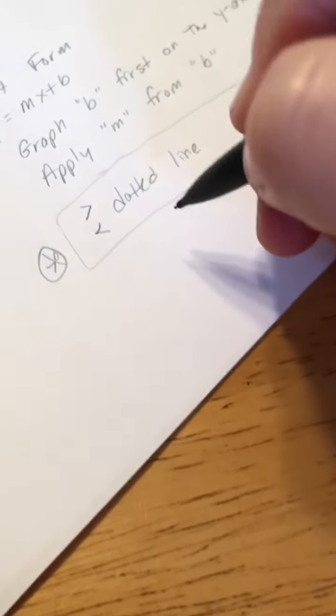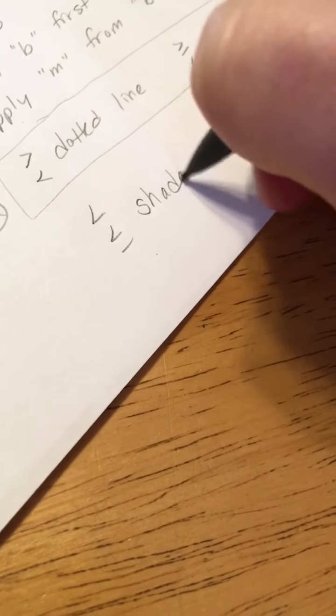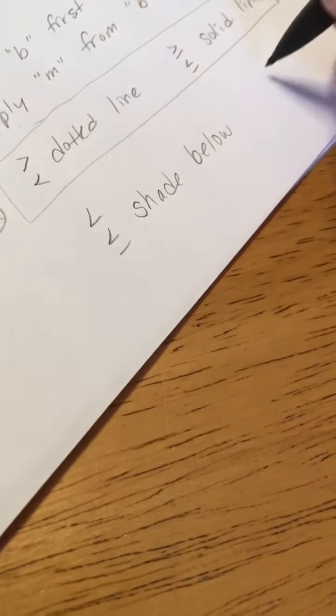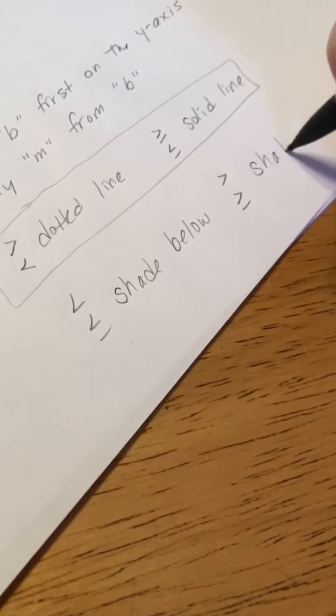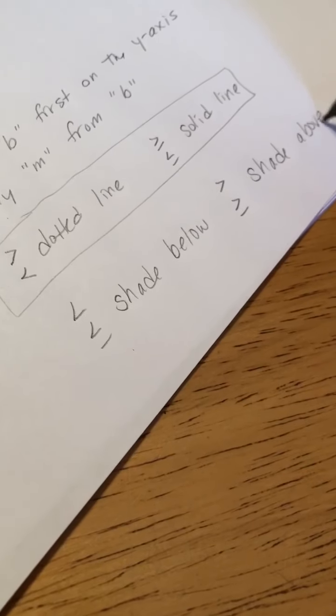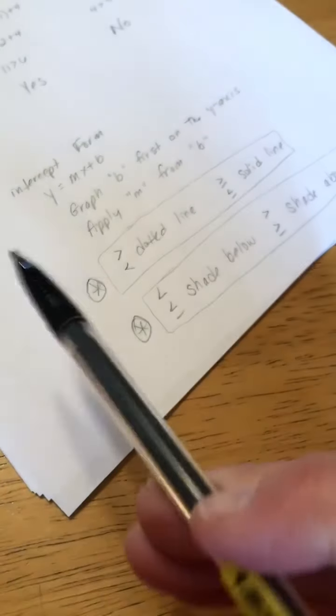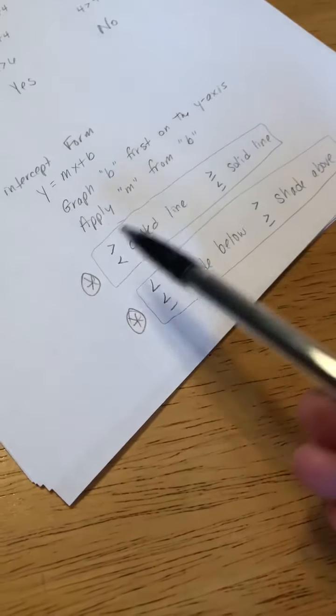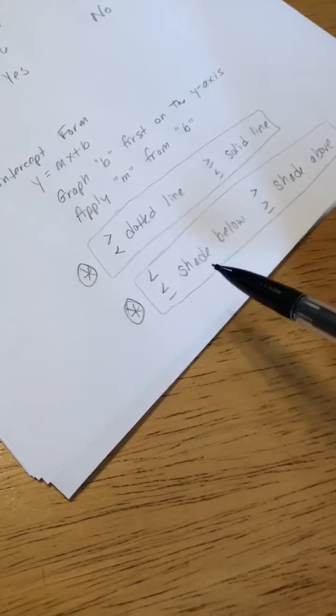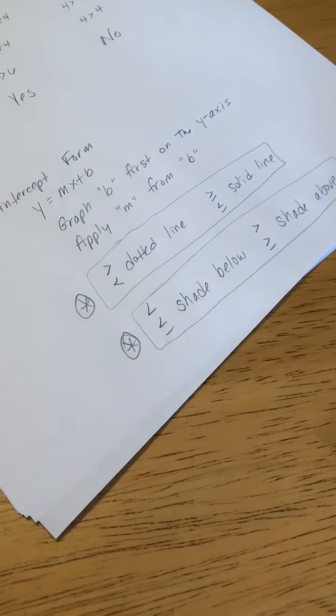The other part is shading. When it's less than or equal to, we will shade below. When it's greater than or equal to, we will shade above, okay? Again, this is something I would box and star, and we will use those guidelines. So always use slope-intercept form, and then we'll decide if it's a solid or dotted line, and then whether we shade above or below, okay?